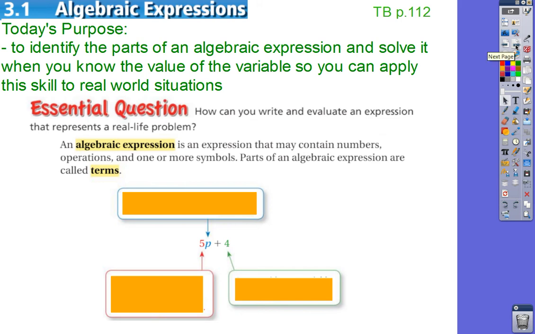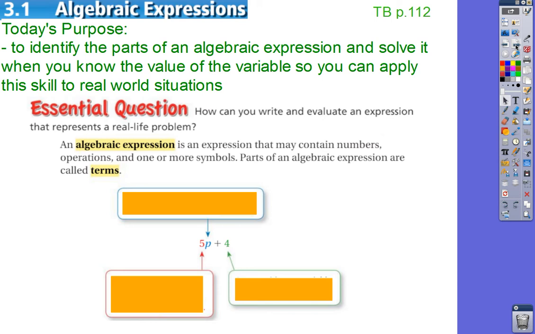Okay, now we're going to begin today's purpose for lesson 3.1, and it is going to be to identify the parts of an algebraic expression and solve it when you know the value of the variable, so that you can apply this skill to real-world situations. Okay, an algebraic expression is simply a math number sentence that also includes variables. We're going to talk more about variables in just a moment.